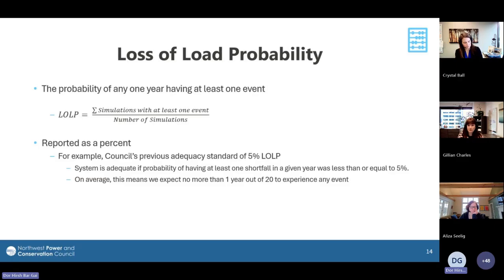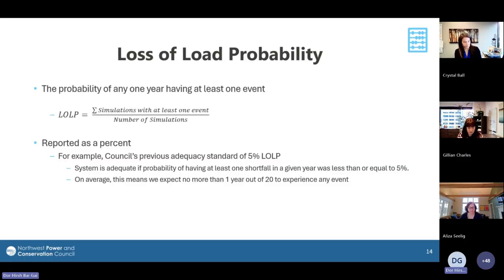It is reported as a percent. So, for example, the council's previous standard was 5% LOLP. Really what this means is the system was adequate if the probability of having at least one shortfall in a given year was at or below 5%. On average, that gets translated into no more than 1 year out of 20 with an event.